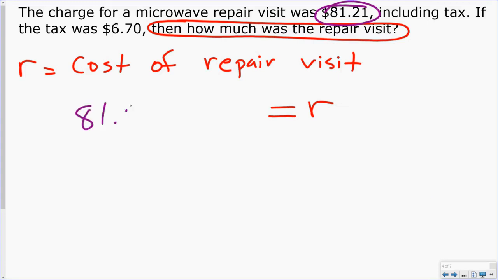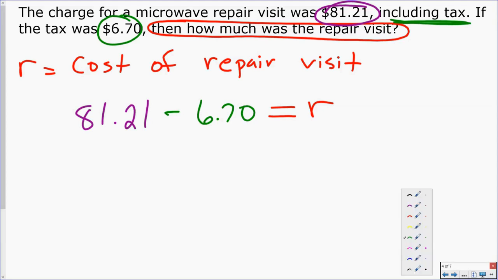So we've got $81.21. And then it also says that it includes the tax of $6.70. So if it's including the tax, I want to get rid of the tax. So I'm going to subtract that. I'm going to take $81.21 minus $6.70 to get the cost of just the repair visit.